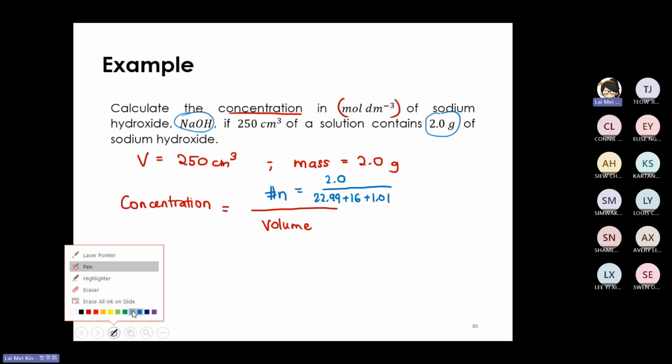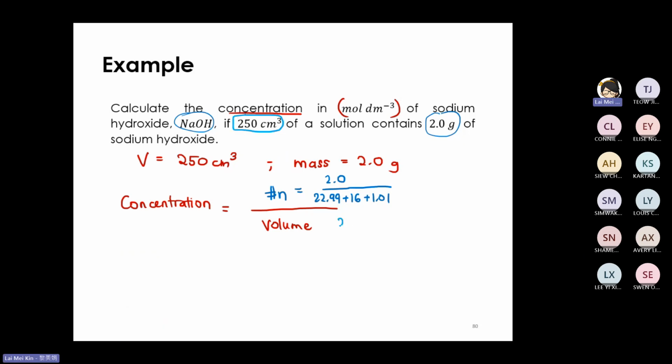And then volume. Can I just put 250? You have to convert it to decimeter cube. 1000 centimeter cube is 1 decimeter cube. So if you convert from centimeter cube to decimeter cube, divide by 1000.